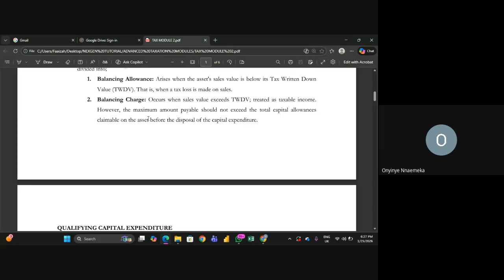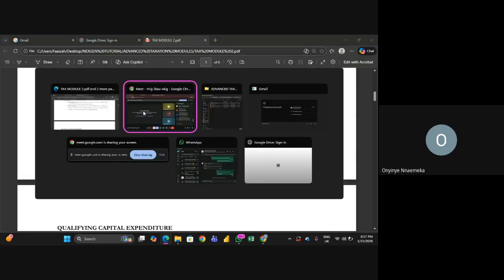So it means that you made a profit of how much? That's 350,000 profit on the assets. On the norms, the balancing charge is supposed to be 350,000. You are going to be taxed on 350,000. But because of this caveat, you restrict that balancing charge to 250,000 naira, which is the total capital allowance that you have claimed on the asset before disposing it. Please, are we good? Before we move to the next subtopic under this.